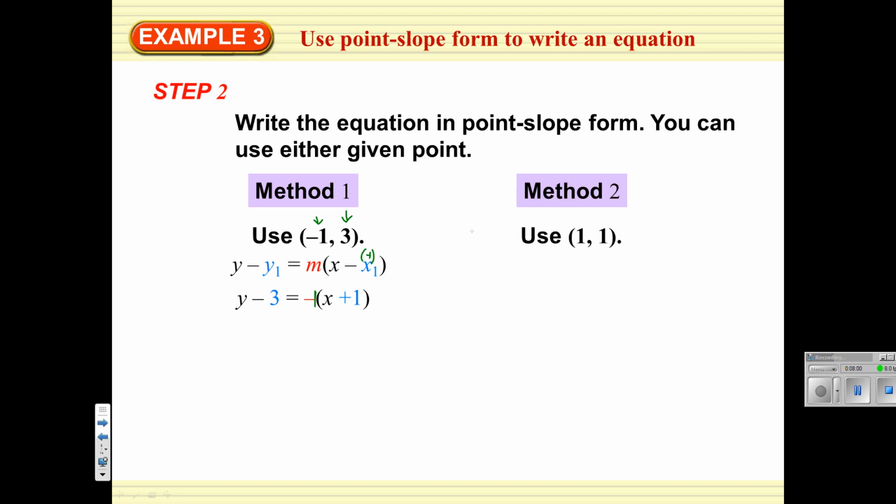Method 2 just uses the other point that they gave you. So same idea. There's my point slope. The y stays the same. Here's my y sub 1 for this case. My slope is still negative 1. And here's my x sub 1 for this case.